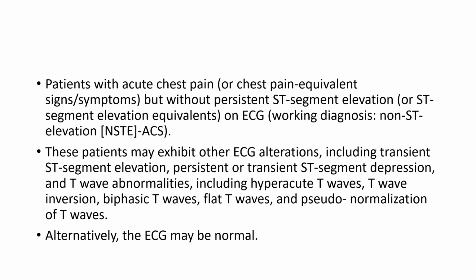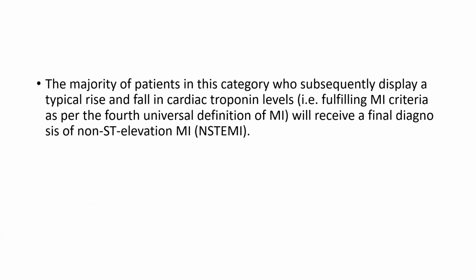The patient with acute chest pain but without persistent ST segment elevation on ECG should receive the working diagnosis of NSTE-ACS. This patient may exhibit other ECG alterations, including transient ST segment elevation, persistent or transient ST segment depression, T-wave abnormalities, including hyperacute T-wave, T-wave inversion, biphasic T-wave, flat T-wave, and pseudo-normalization of T-wave. Alternatively, the ECG may be normal.